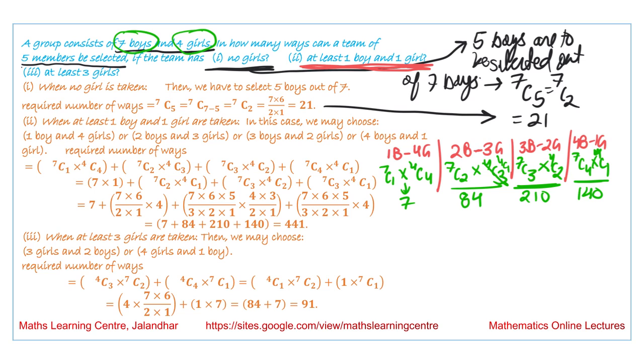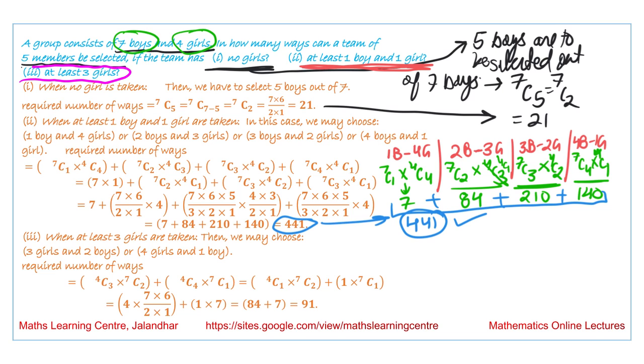And by the fundamental theorem of addition, when we add all these values, because any one of these cases can happen, the total answer we obtain by adding all these values is 441 options. The last part of this question is at least 3 girls.